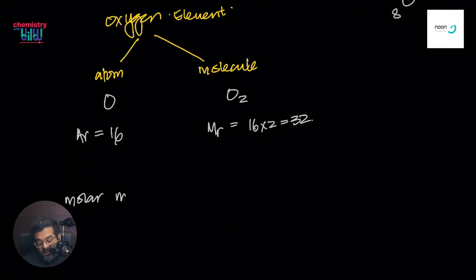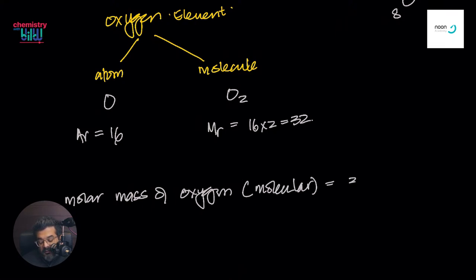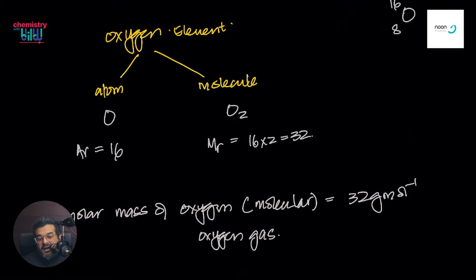If you are saying molar mass of oxygen, by default, it's the molecular form, and that will be 32 grams per mole. Especially if they use the words oxygen gas. Oxygen gas means the molecules. If they say oxygen atoms, it means the AR is 16. So the language used also matters. All right? Make sense?